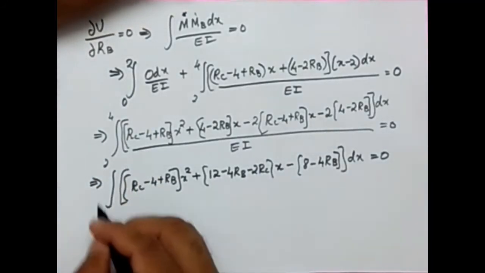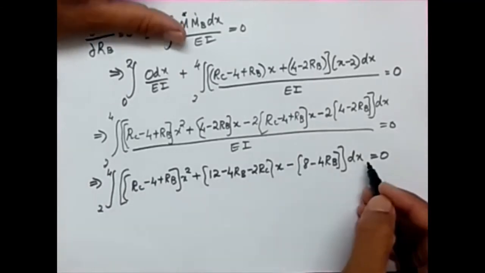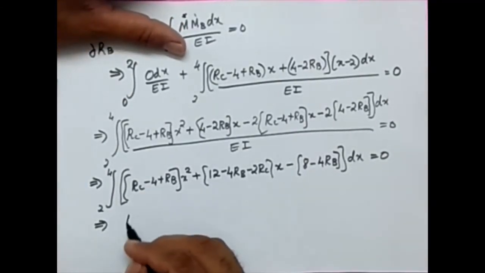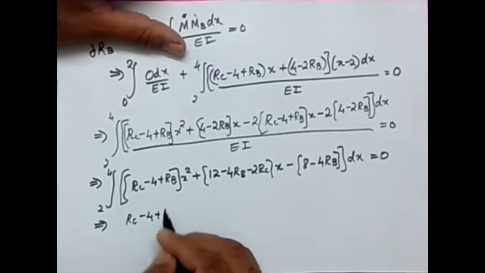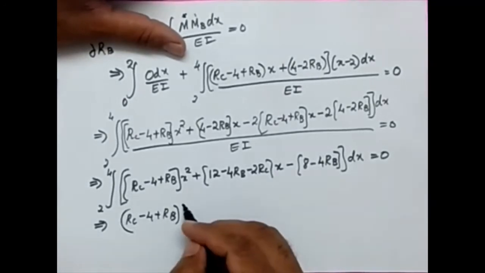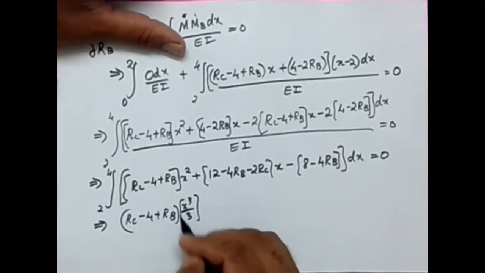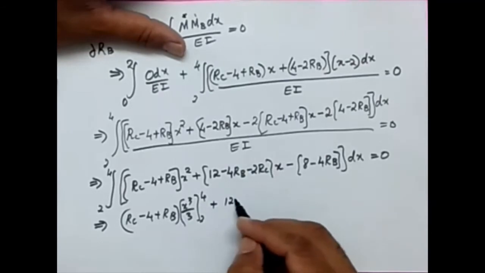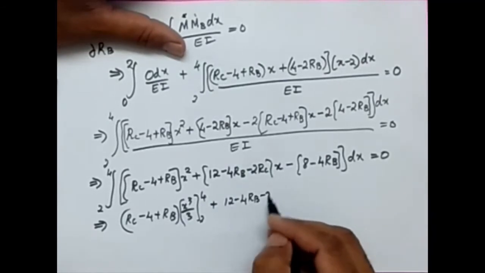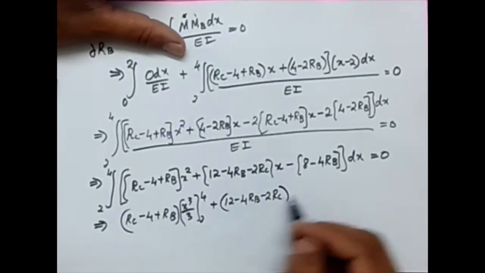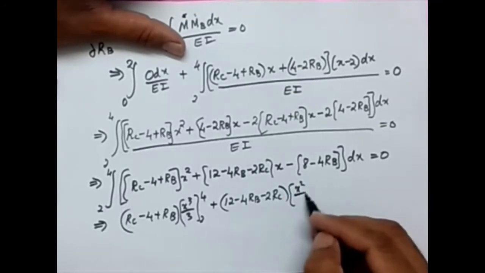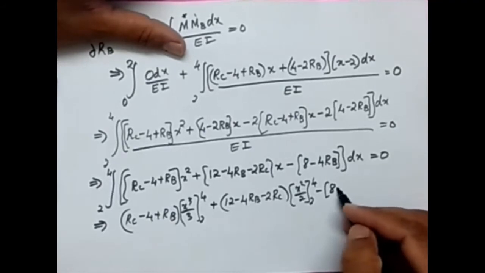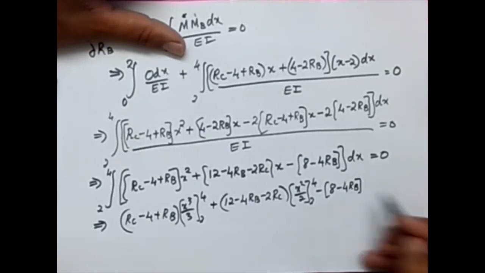Now we can integrate and substitute the limits. So x square becomes x cubed by 3. So this is basically rc minus 4 plus rb x cubed by 3. The range is 2 to 4, plus 12 minus 4rb minus 2rc. X becomes x square by 2 in the limit 2 to 4, minus 8 minus 4rb.